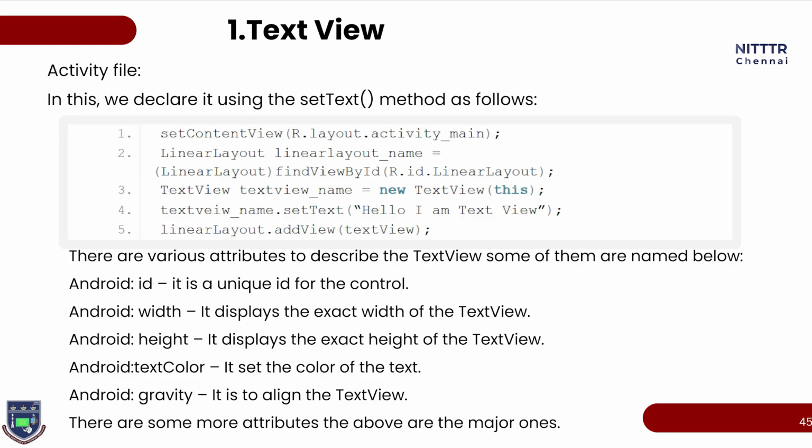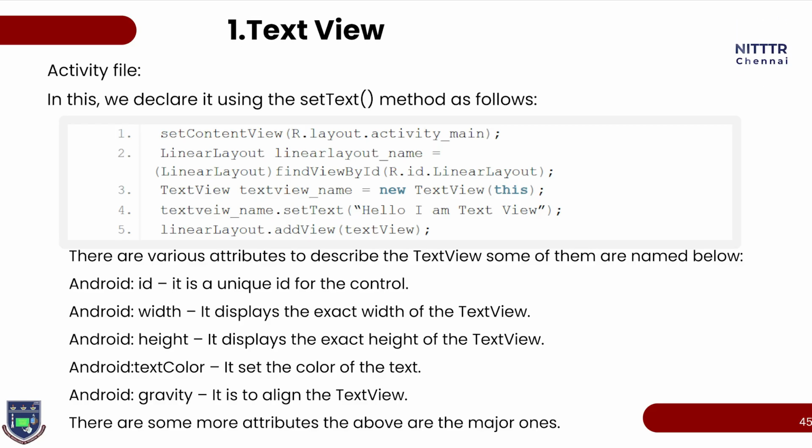Okay, so the text view also must be closed. Then again, I already told you there are two ways to create the file: one is by using the XML file, and the other is the activity file. Now we are going to see how to create this kind of view using the activity file. In this we declare it using the set text method. So what is the set text method?